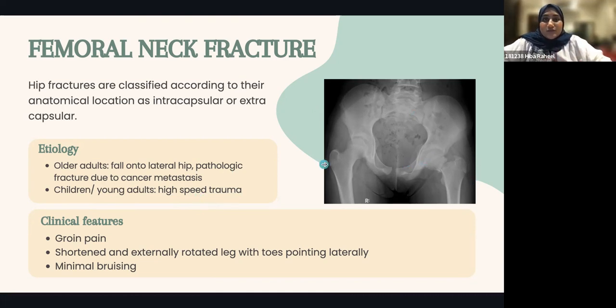What about the clinical features? How would the patient present? The patient will present with groin pain, a shortened and externally rotated leg with toes pointing laterally, and with very minimal bruising. One important thing, to differentiate this from hip dislocation, is the groin pain. The groin pain would not necessarily be seen in hip dislocation, but more commonly in femoral neck fracture.